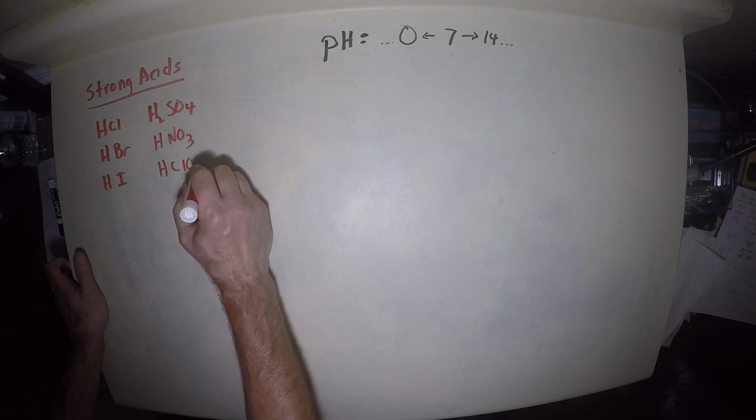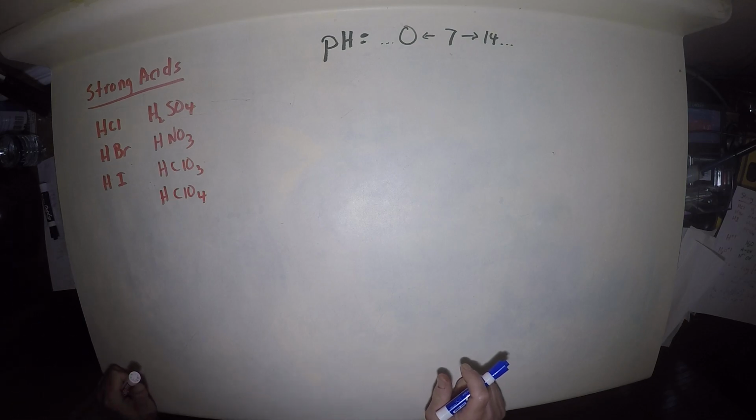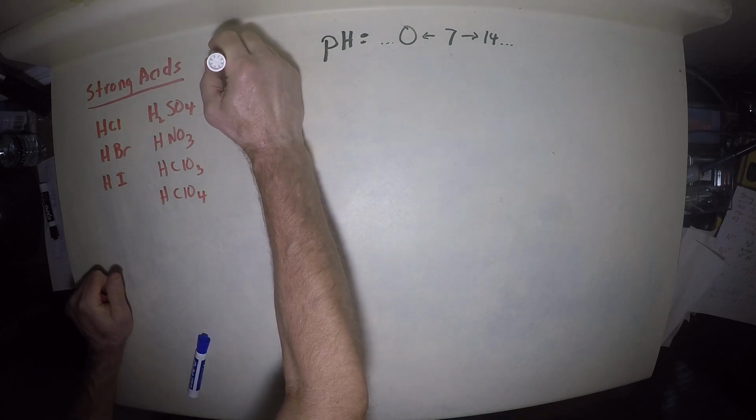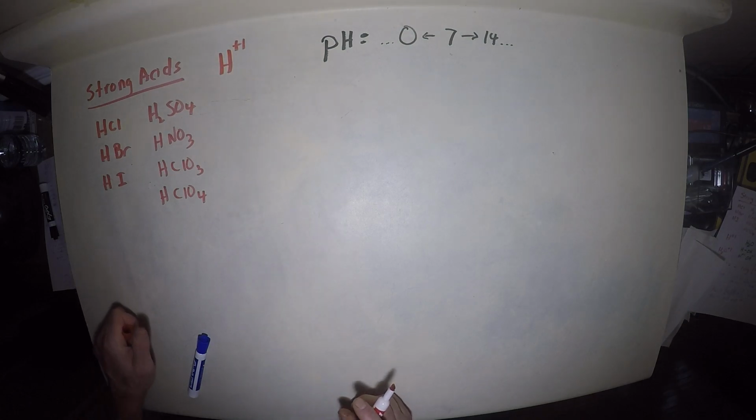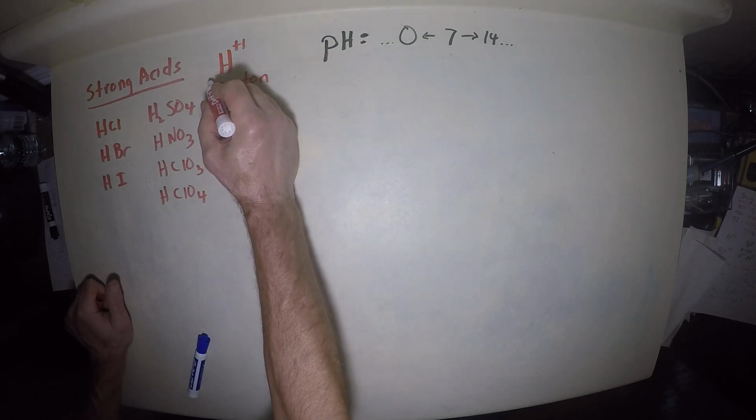Strong acids should be committed to memory, and they include hydrochloric acid, hydrobromic acid, hydroiodic acid, sulfuric acid, nitric acid, chloric acid, and perchloric acid. As seen by their formulas, what they all have in common is an H in front, and the H in front has the oxidation state of +1, and we now call that a proton.